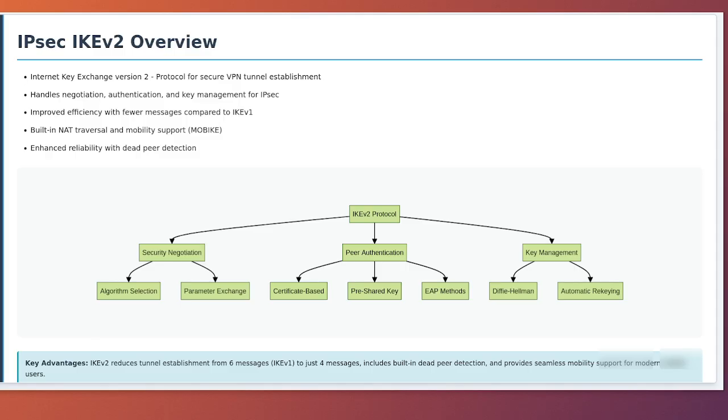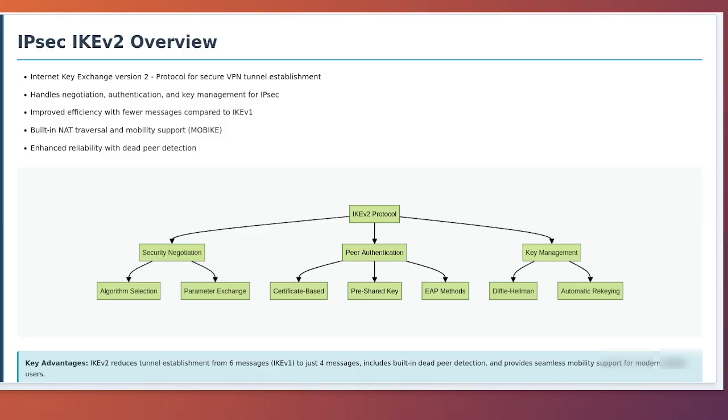IKEv2 brings significant improvements over its predecessor IKEv1. It uses fewer messages to establish tunnels, making it more efficient and faster. It has built-in support for mobile users through the MOBIKE protocol extension, allowing seamless transitions between network connections. IKEv2 also includes built-in NAT traversal capabilities, making it work better in real-world scenarios where devices are behind firewalls. Most importantly, IKEv2 is more reliable with features like dead peer detection and automatic reconnection.